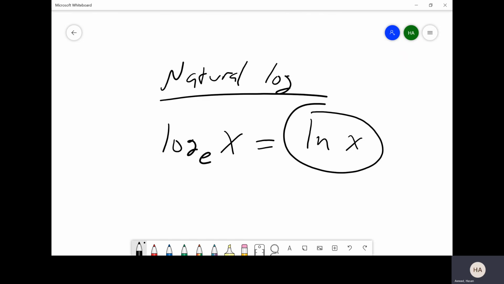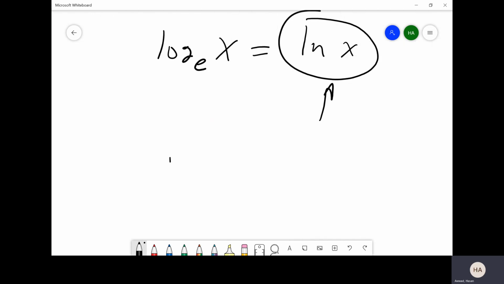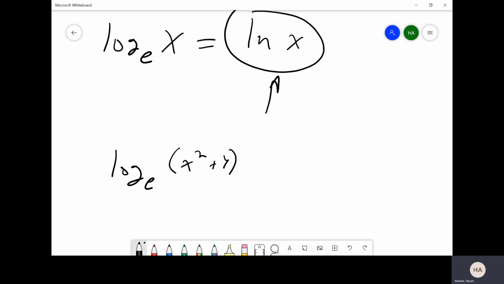Okay, so you would write this. If you wrote it on the left side, this is not necessarily incorrect, but it's also not common practice. You should definitely get used to writing things, if your base is e, as just ln of whatever your value is. So just to emphasize, if you had log base e of, let's just say, x squared plus 4, for example, whatever your value is, this is the same thing as the natural log of x squared plus 4.